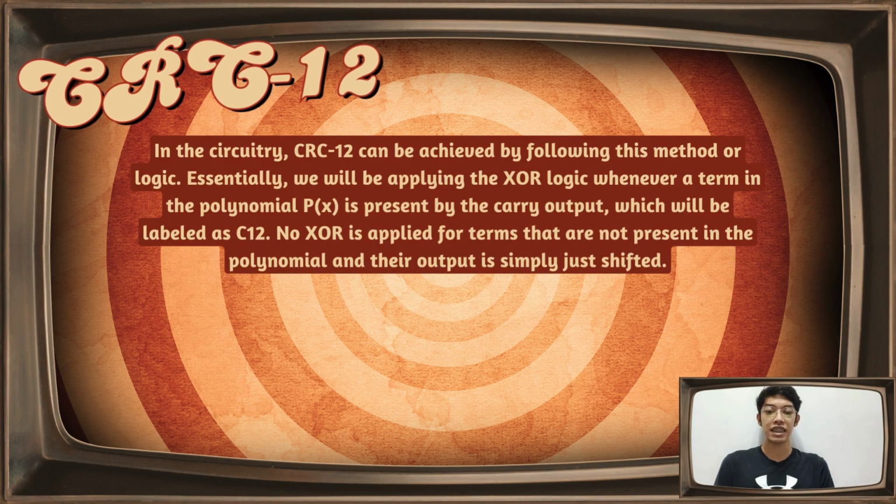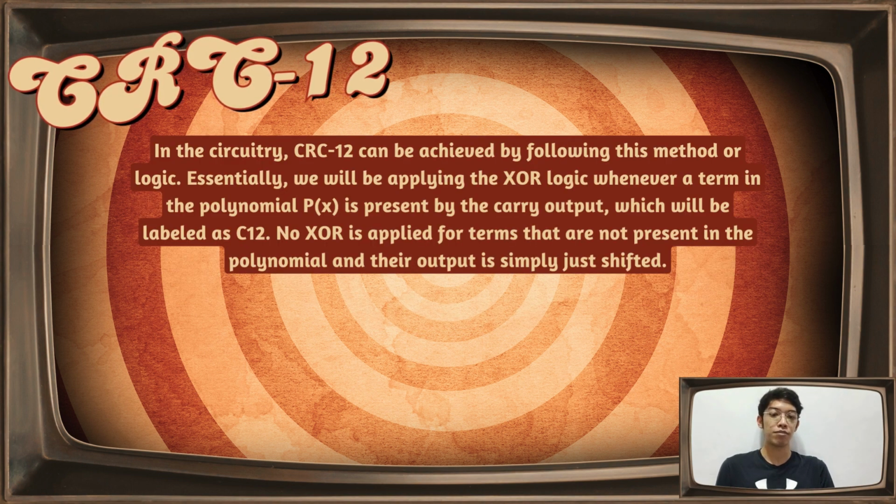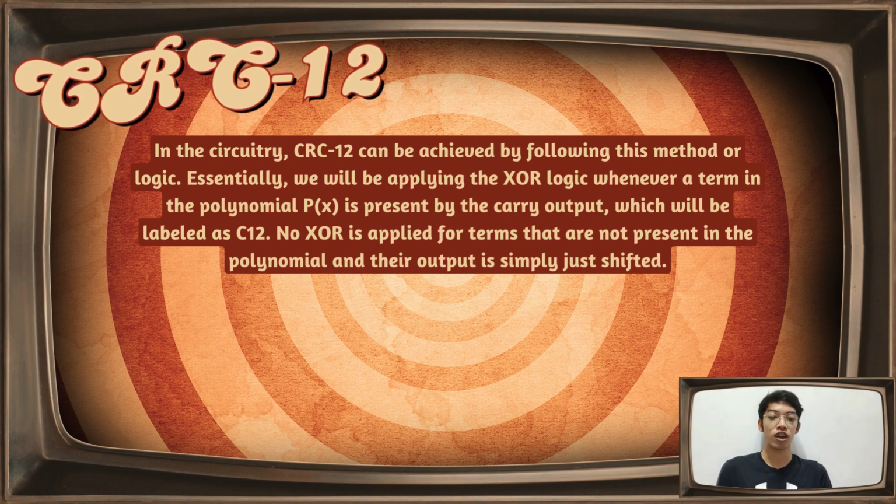In a circuitry, CRC-12 can be achieved by following this logic. Essentially, we'll be applying XOR logic whenever a term in the polynomial, which is labeled P of x, is present, combined with the carry output, which will be labeled C12. For the terms that are not present in the CRC-12 polynomial, no XOR is applied, and their output is simply shifted.